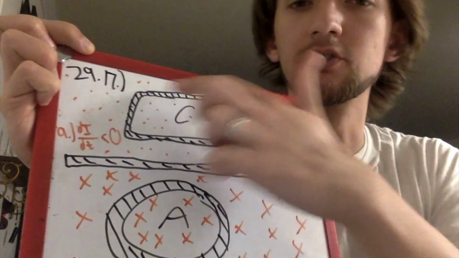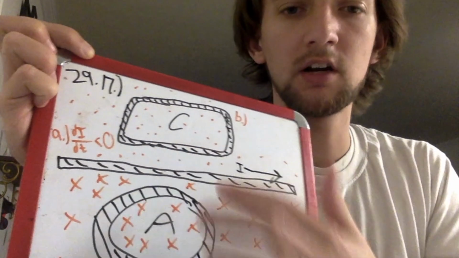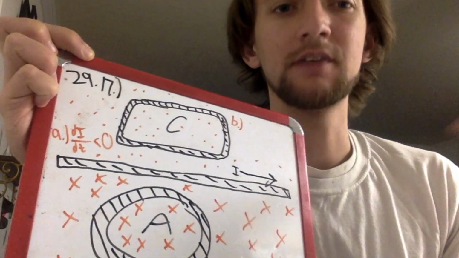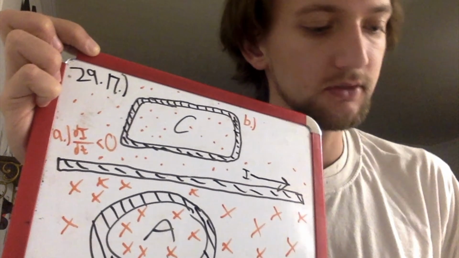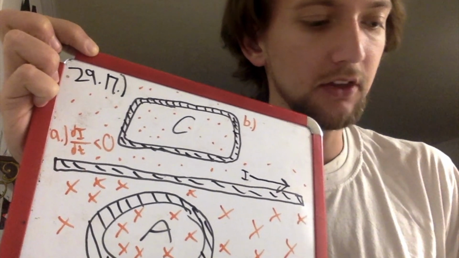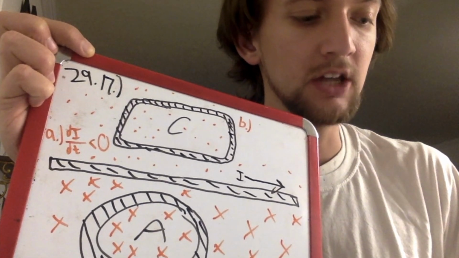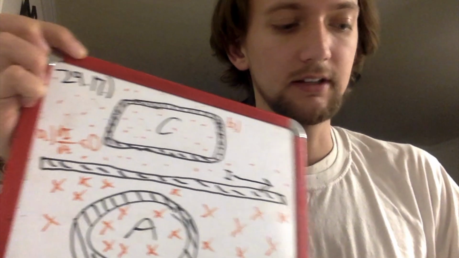And we have closed loop C at the top, which is kind of a square shape, and closed loop A at the bottom, which is more of a circle. Now the shape of them really isn't important, just the fact that they're closed loops. So in part A, it asks, find the direction, clockwise or counterclockwise, of the current induced in each loop if the current is steadily decreasing.